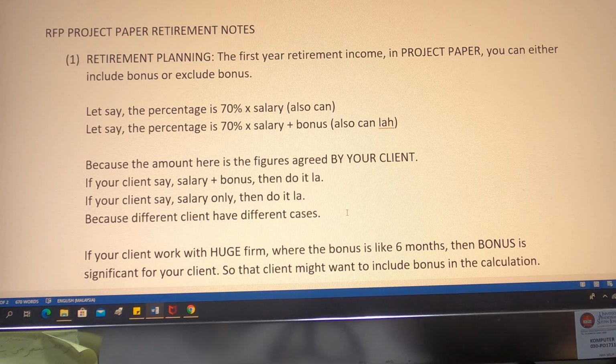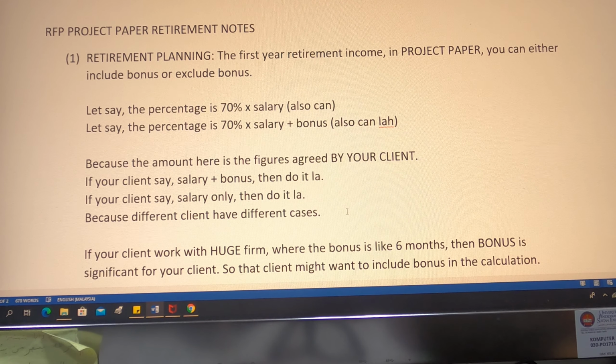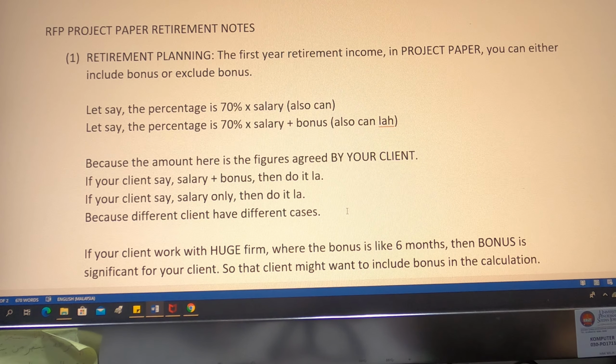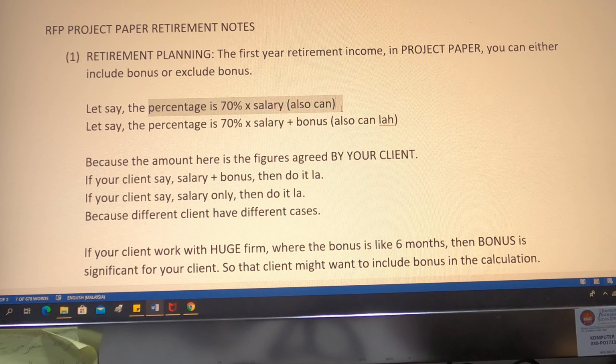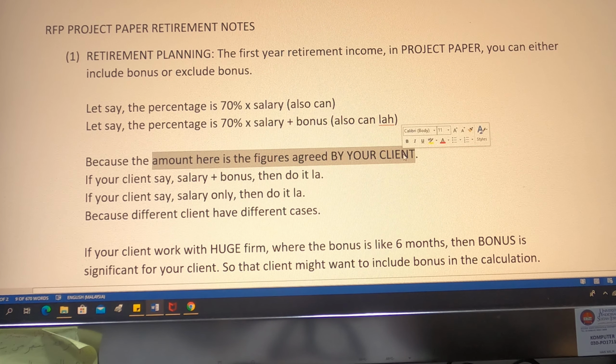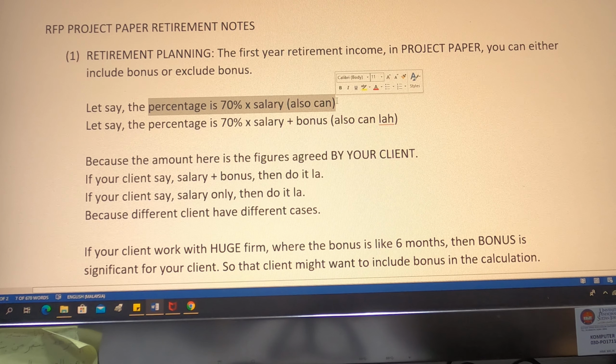Yes, in the video on retirement planning, I gave you an example where the students take the first year retirement income based on the salary only. But now I say to you that you can also add bonus if you want. Let's say, as in this example, the client wants to have 70% out of salary only. For the purpose of the project paper, you can include or exclude bonus, because the amount is based on what you agreed between you and your client. So if your client decides that they want 70% out of salary, you can use this method.